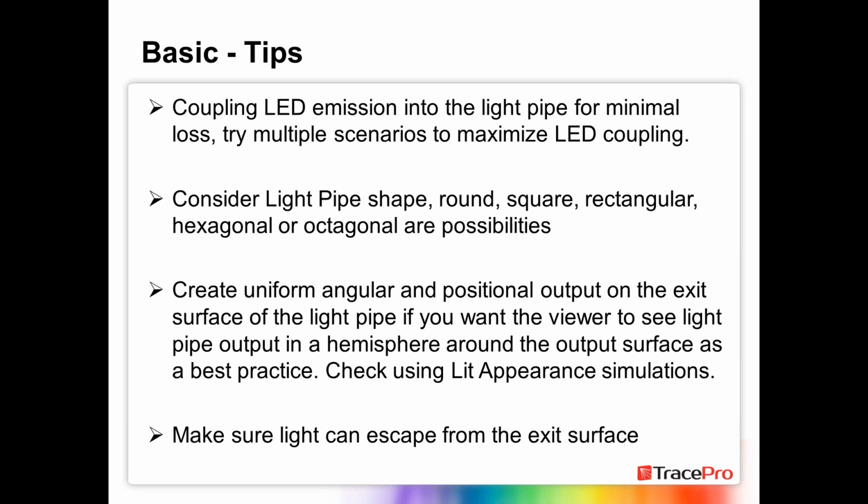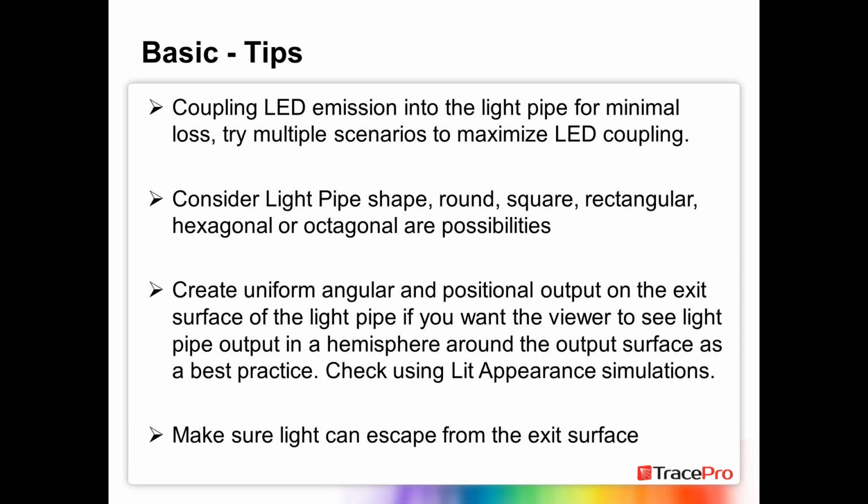Now, in terms of some tips that I can give you, the coupling of LED emission into a light pipe has to be good for minimal loss. We can try indenting the surface, or putting power on the surface to maximize LED coupling. We can also consider changing the shape of the light pipe to mix up the light. We can go, for instance, from round to square, round to rectangular, hexagonal, or octagonal. There are all possibilities here using virtual simulation. And this is one of the nice things about simulation. We can try things that we can't do in trial and error type prototyping.